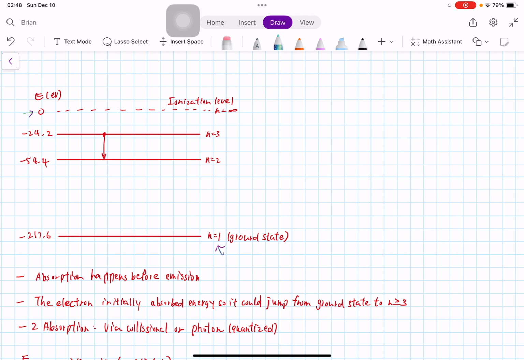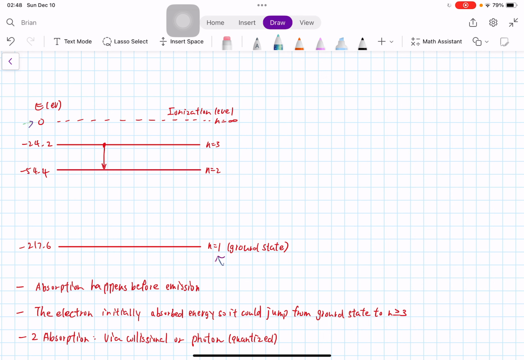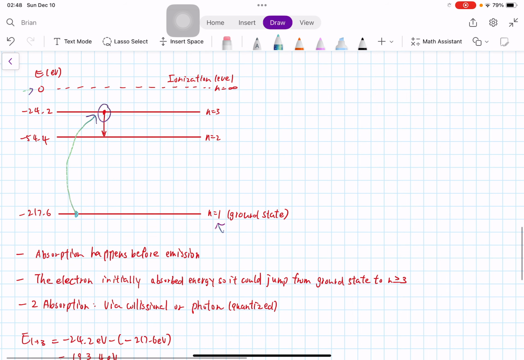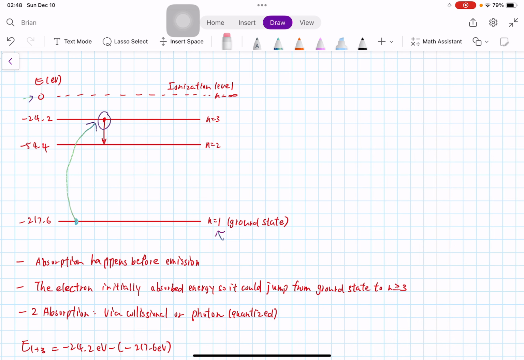So here, the question is asking for an emission, which is from n equals 3 to n equals 2. But in order to have such an emission, we need to have absorption, so that this electron is at the n equals 3 state, because it is not normally in the n equals 3 state, it is unstable at n equals 3. So the electron from the ground state would jump up to n equals 3 or a higher energy state, and then go back to n equals 3, and then to n equals 2.